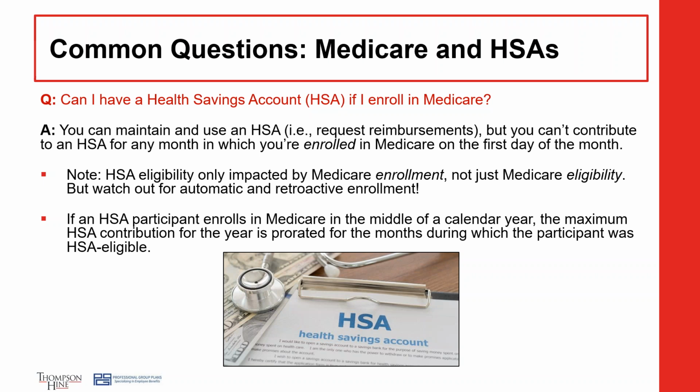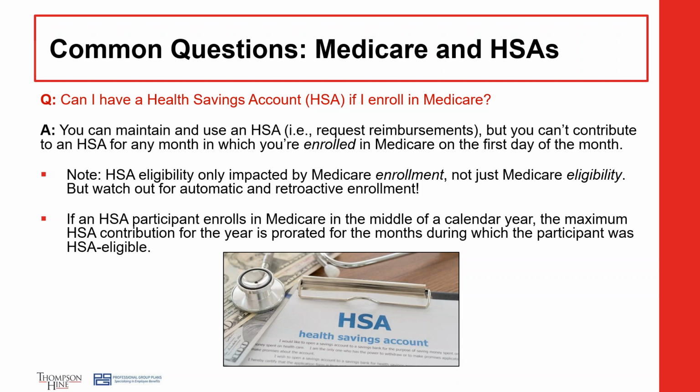So again, note that HSA eligibility is impacted by Medicare enrollment, not just Medicare eligibility. So the fact that a person has turned age 65 in and of itself doesn't impact their ability to contribute to an HSA. They have to actually be covered under Medicare. But also note that Medicare can be automatic and can be retroactive in some cases. So an individual would need to be sure that they understand when they are covered by Medicare to understand how much they can contribute.